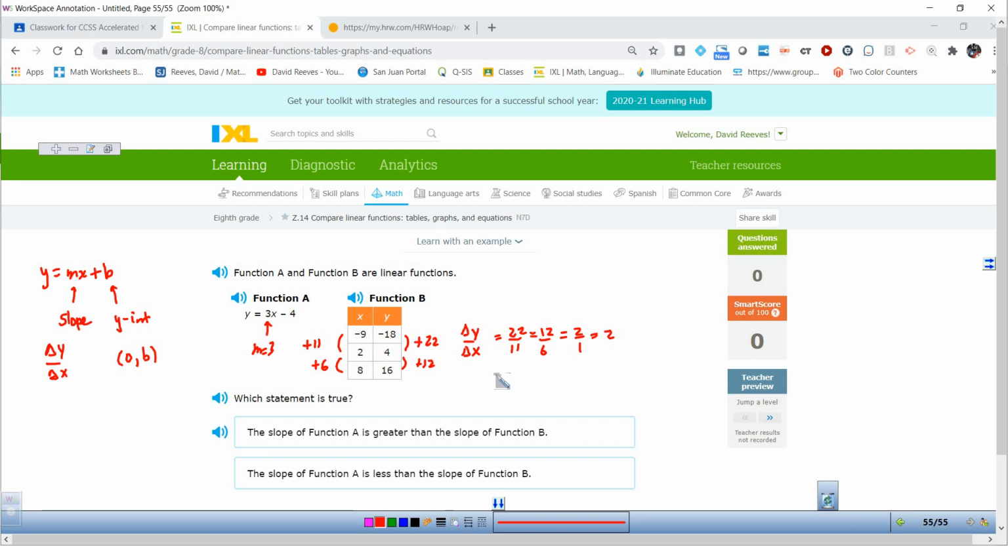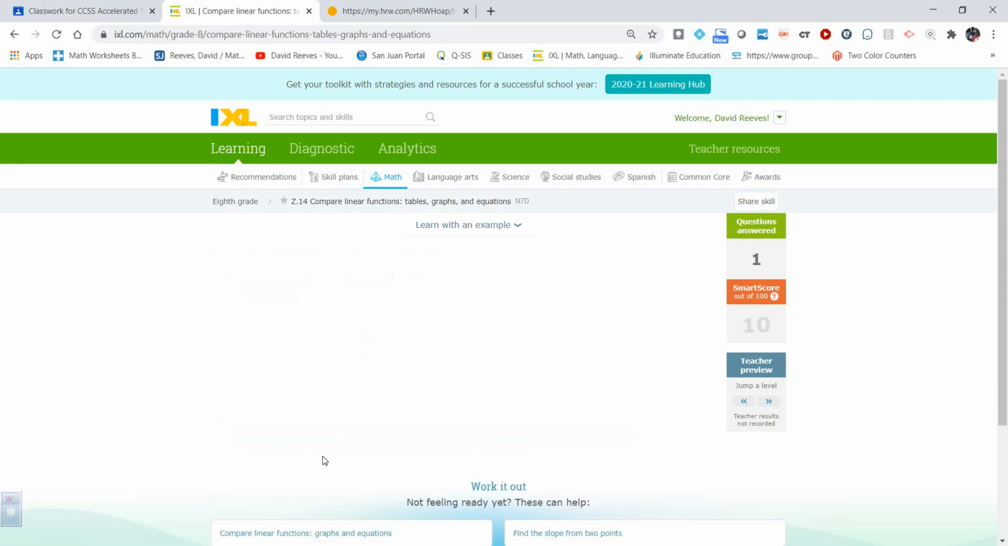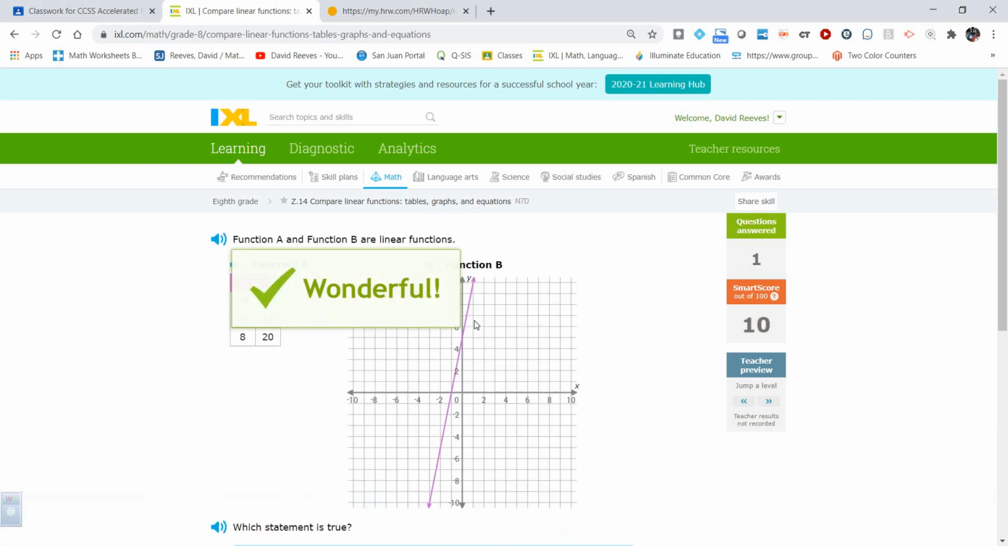So the slope for our table is 2. The slope for our equation was 3. So which one has a greater slope? That would be the first function. Function A has the greater slope. All right, and we are wonderful.